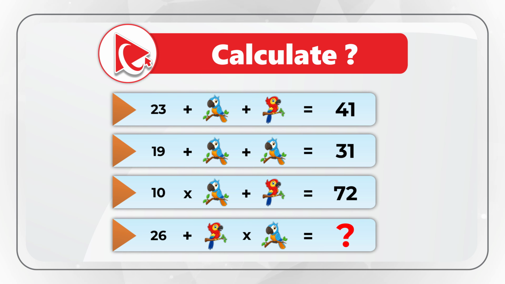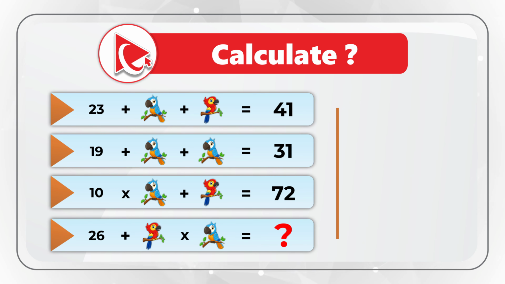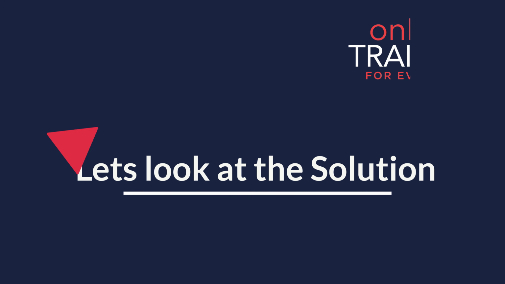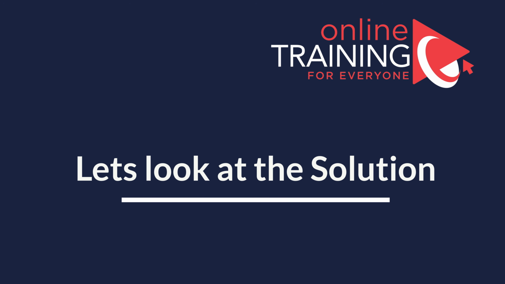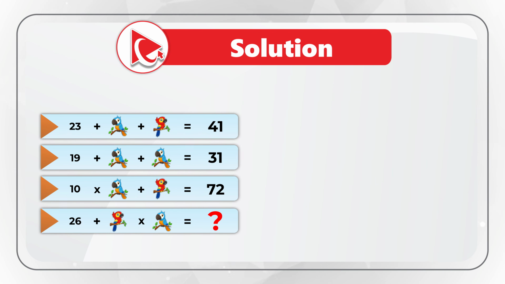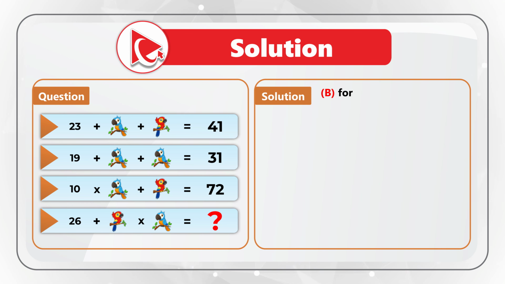You need to select the missing value out of 4 possible choices. Choices A, 83, choice B, 90, choice C, 98, and choice D, 107. Take a close look to see if you can calculate the answer. On my end, I am moving forward to share with you my version of the solution. And obviously, if you have a better way to solve it, please make sure to post in comments so we can all learn. For simplicity, let's create variables. We will use B for blue parrot and we will use R for red parrot.